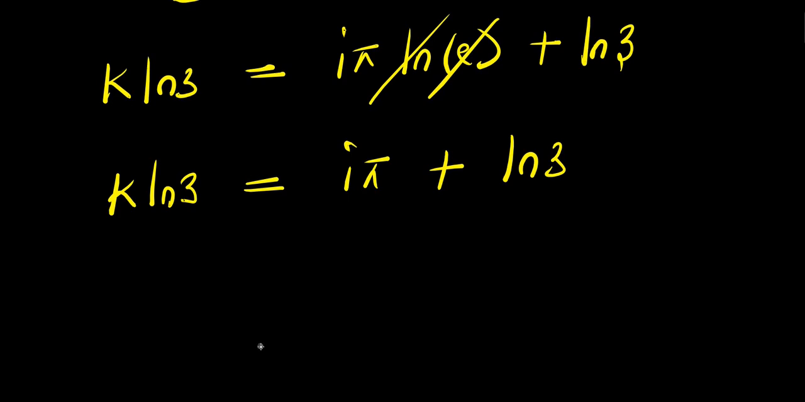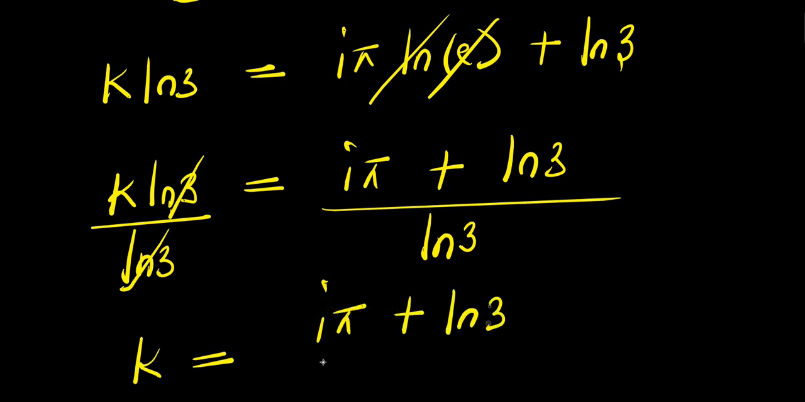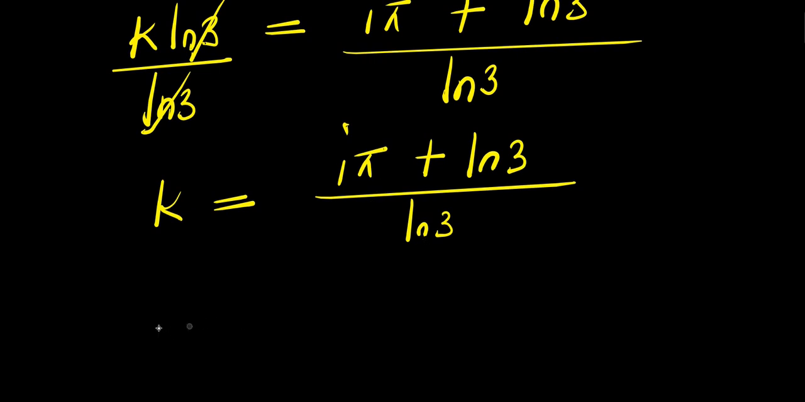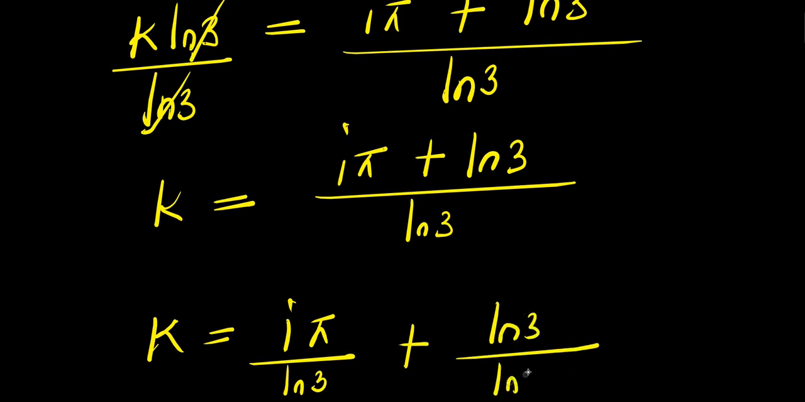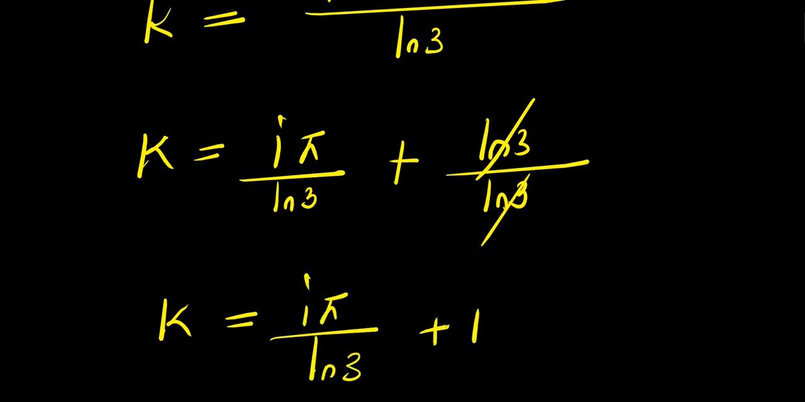So what I can do right now will be to divide this by natural log of 3 and divide this by natural log of 3. Natural log of 3 eliminates natural log of 3 here. I have k equals i times pi plus natural log of 3, divided by natural log of 3. So we can divide each of the numerators by the denominator. I have k equals i times pi divided by natural log of 3 plus natural log of 3 divided by natural log of 3. This eliminates this. I have k equals i times pi divided by natural log of 3 plus 1.